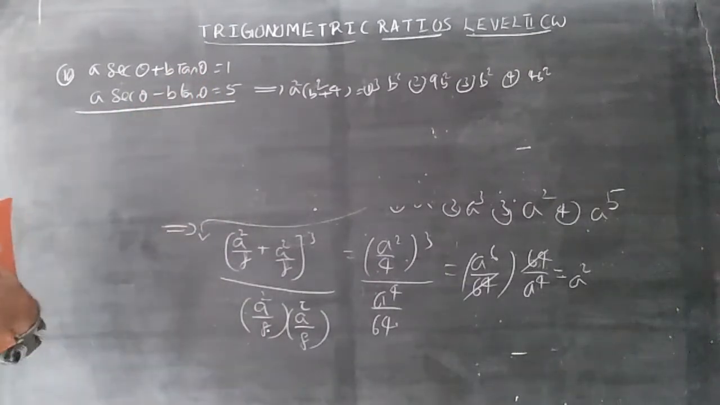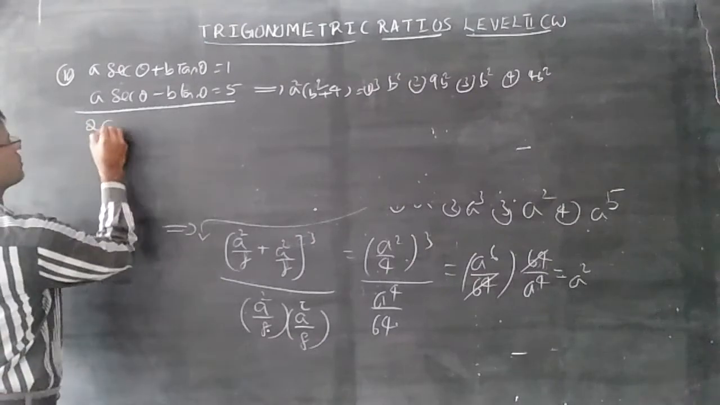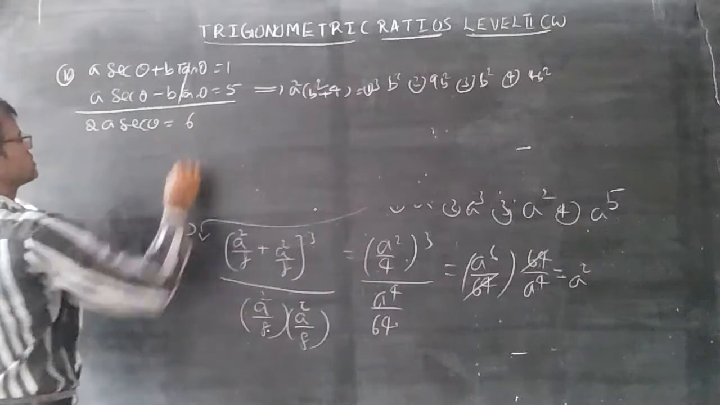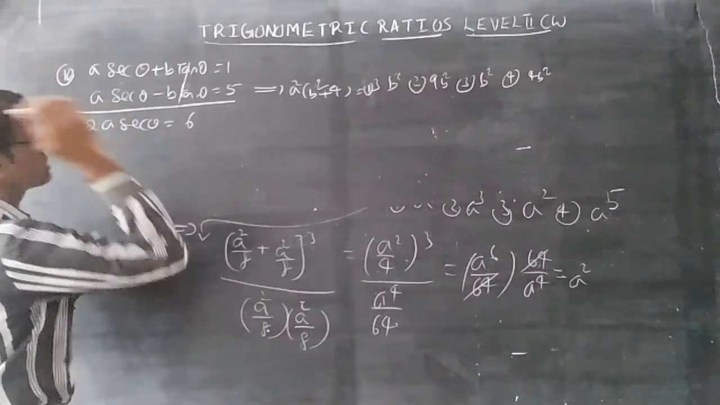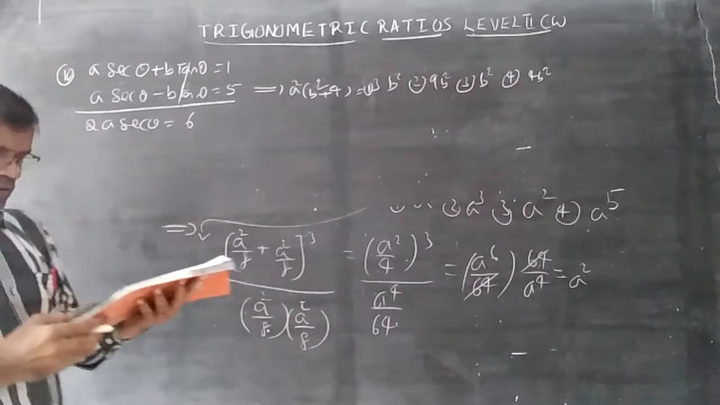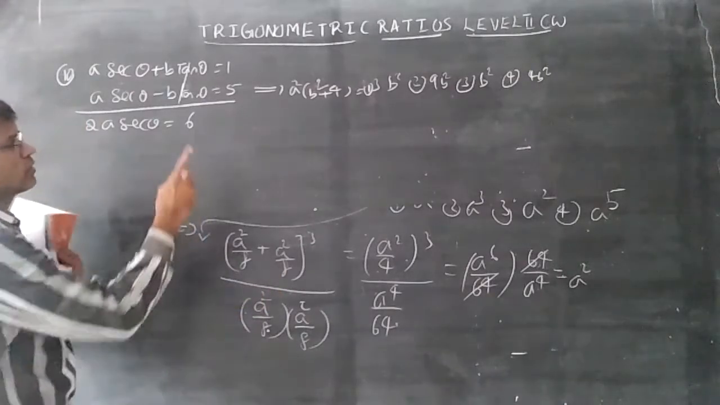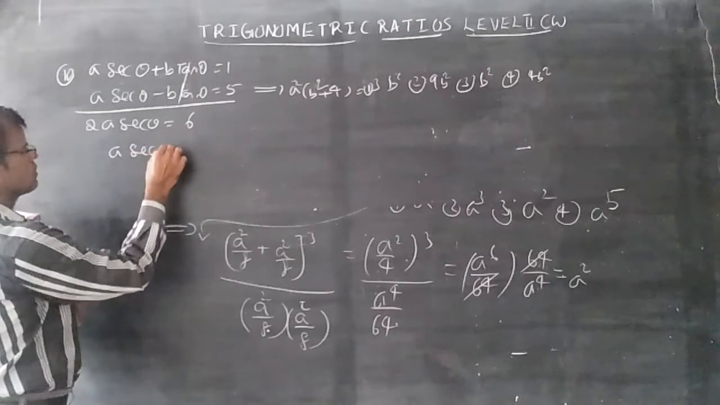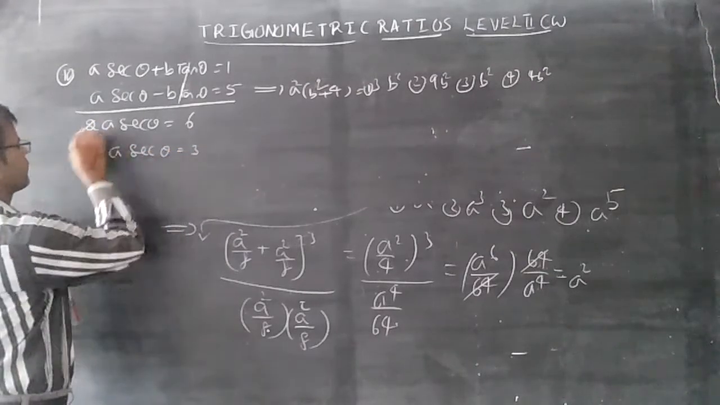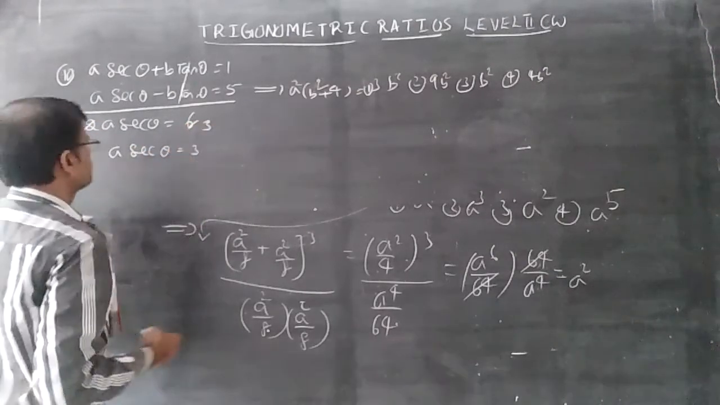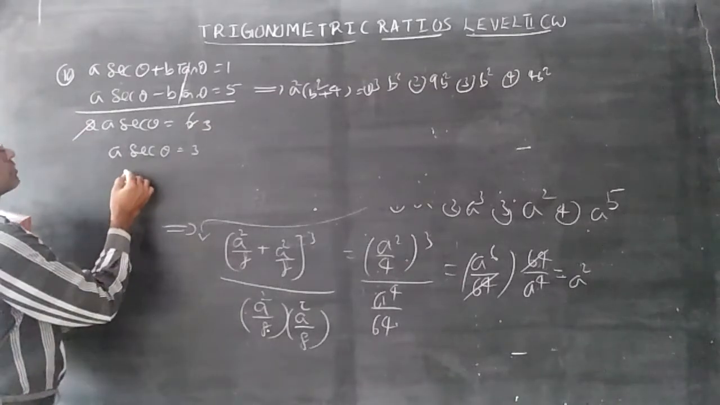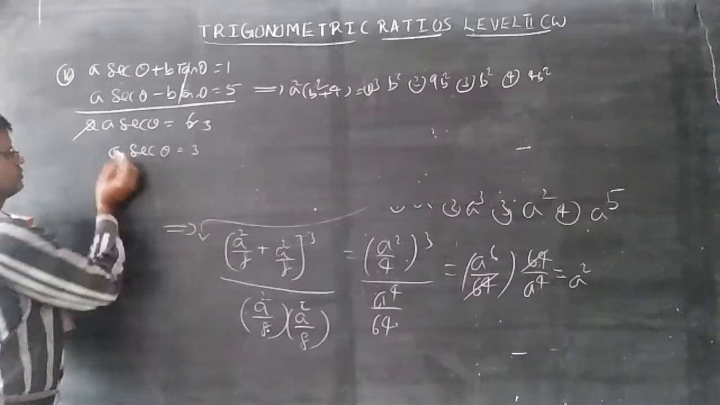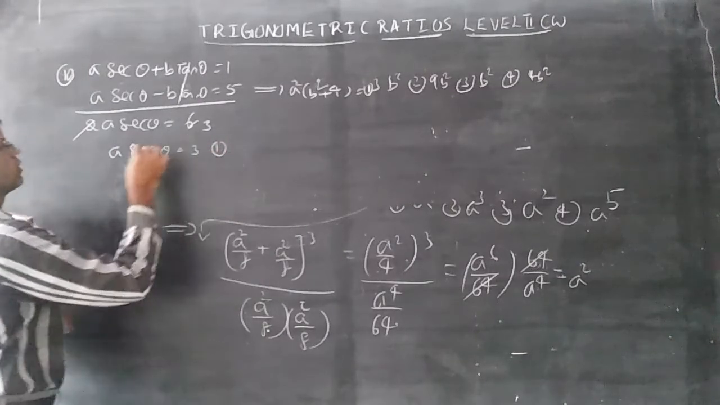a secant theta plus b tan theta equal to 1. Add, 2a secant theta is equal to 6. So he is asking a square plus b square. Okay, now a secant theta is equal to 3. Here a square is being asked. Okay, keep it aside, it will be useful.